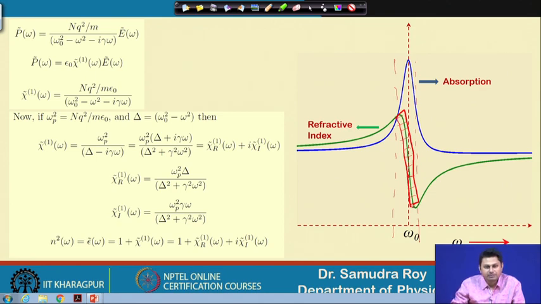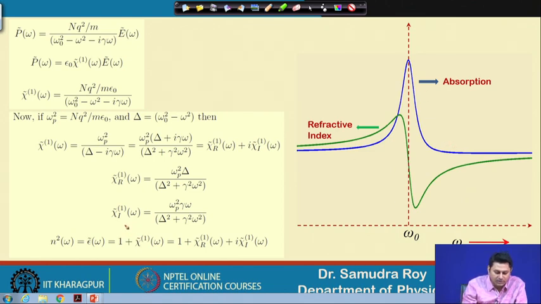The refractive index will behave in an opposite manner. That means the refractive index is now going to decrease with increasing omega. This particular region is called the anomalous dispersion. The case where the refractive index is gradually increasing with omega is called the normal dispersion region, and this is called the anomalous dispersion region, where the opposite phenomenon is happening. That is why it is called anomalous.